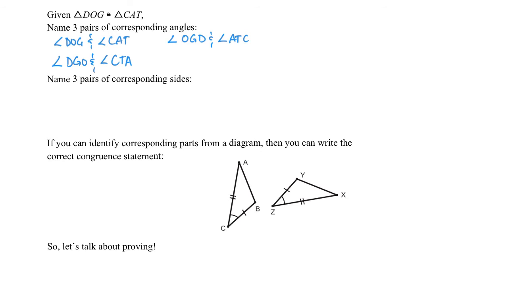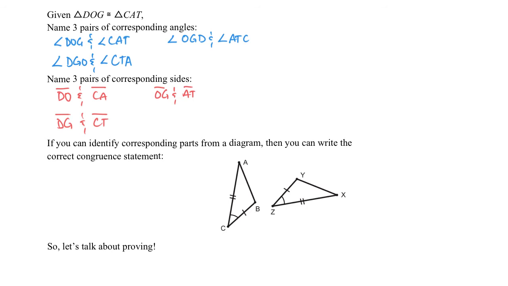And the same thing with sides. So we could have side DO corresponds to CA. We have DG corresponds to CT. And we have OG corresponds to AT.